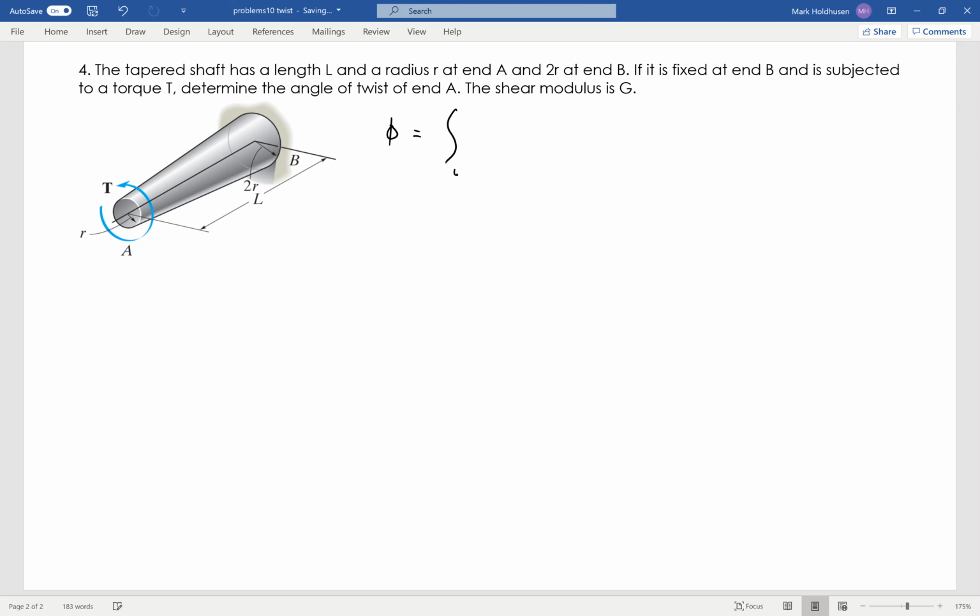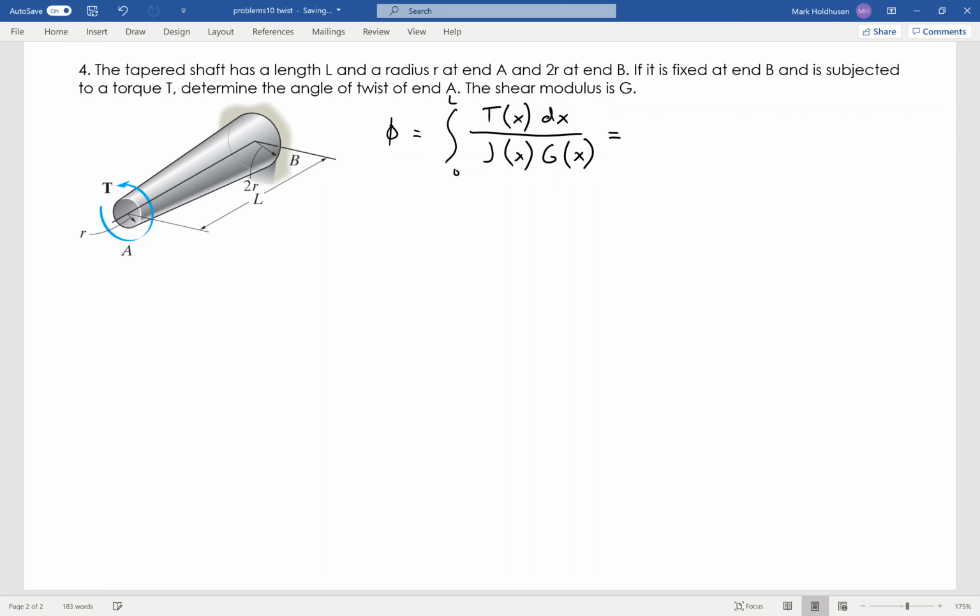which is going to be the integral from 0 to L as I move down the length of the shaft. That's the torque as a function of x times dx, all over J as a function of x times G as a function of x. Now for our situation, the torque is constant. It's the same torque through the whole shaft. It's all the same homogeneous material, so G is constant, so I can pull those out. What changes is the polar moment of inertia as the radius changes as I move down that shaft.